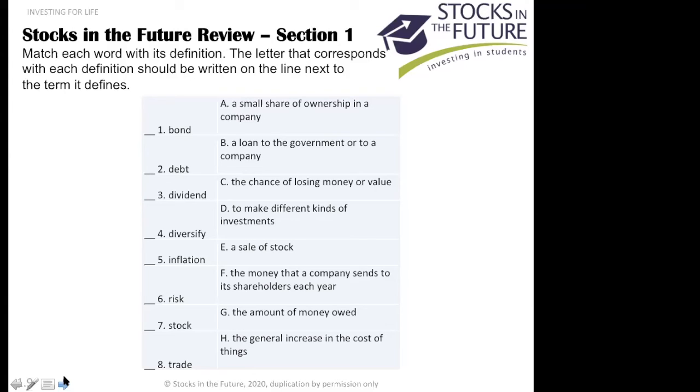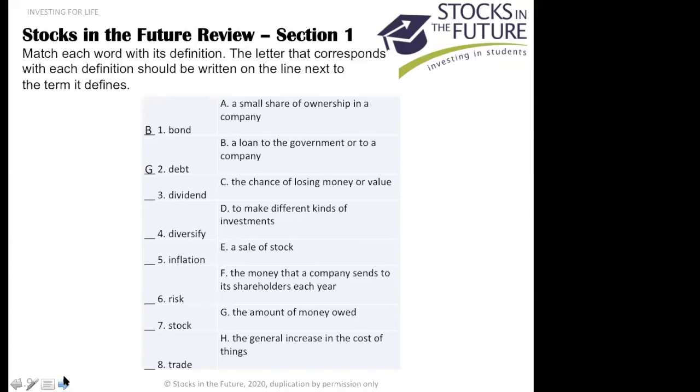Number 1, what is a bond? The correct answer is letter B. A bond is a loan to the government or to a company. Letter B, a loan to the government or to a company. Number 2, what is debt? Letter G, the amount of money owed. So please make sure you have letter G, the amount of money owed.